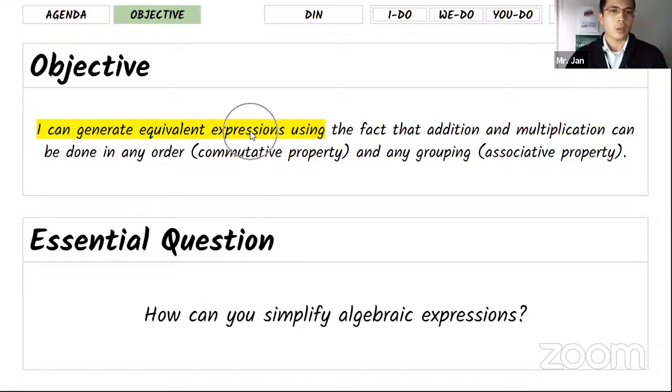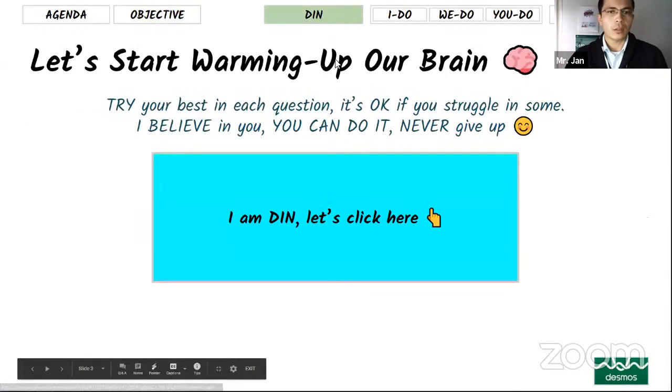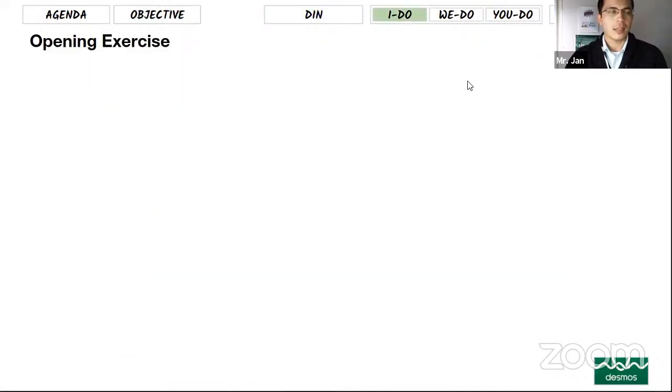Okay, and we also talk about what expressions are in math. We know the general meaning of expression, but what does this mean in math class? The essential question for this unit is: how can you simplify algebraic expressions? So don't worry about this word. It's just a math expression. Okay, and if we move on, hopefully you finished it. Let's start the first thing in this lesson.